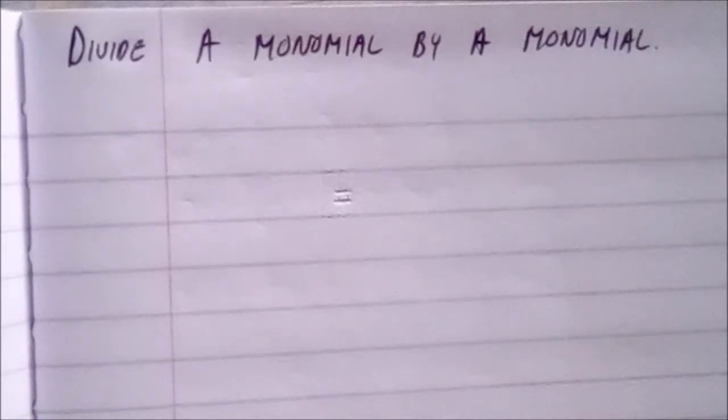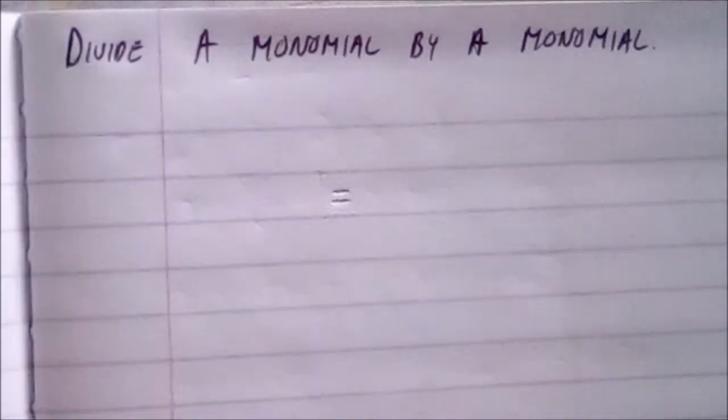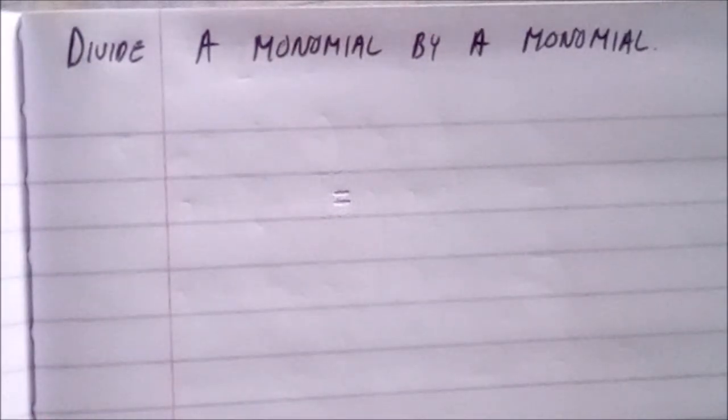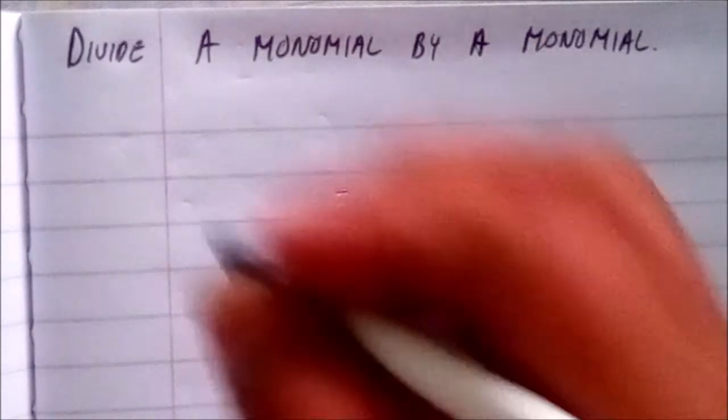Okay, in this topic we will be dividing a monomial by a monomial. The first thing we need to remember in this topic is to recall that to simplify a fraction we write both its numerator and denominator as the product of several factors and then divide out all common factors. What does that mean? It means this.